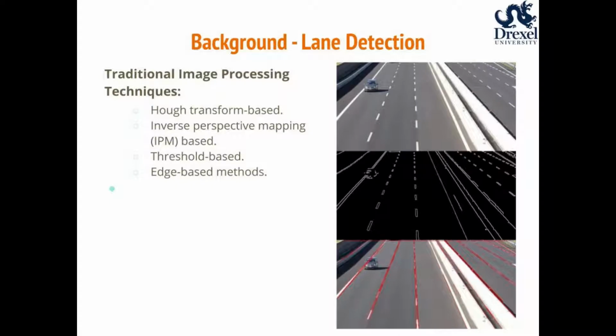Lane detection is one of the major problems that we're trying to solve. Researching papers suggest that there are 2 popular approaches to solve this problem. The first approach is using traditional image processing techniques. That's finding patterns from pixel values. Some of the notable methods are Hough transform based, inverse perspective mapping, threshold based, and edge based methods.